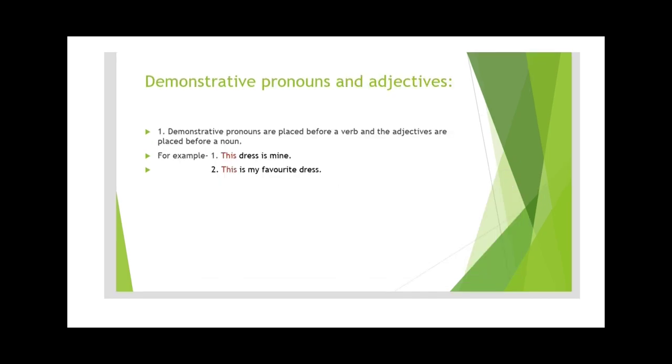Now the difference between demonstrative pronoun and adjective. Demonstrative pronouns are placed before a verb, whereas the adjectives are placed before a noun. For example, this dress is mine, and number 2, this is my favorite dress. Here you can easily see that in the first case, the word this has been placed before a noun, which means it is an adjective, whereas in the second one, this is placed before a verb, which means that it is a demonstrative pronoun.